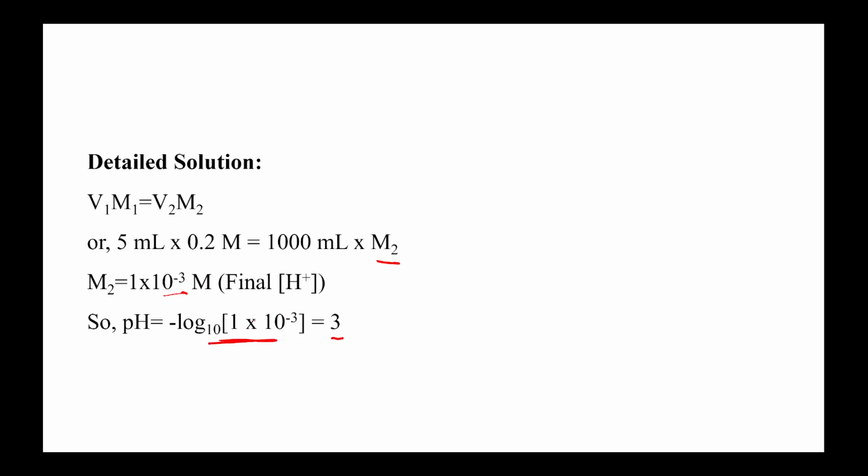I told you, if you have this kind of logarithmic problem, you can split it into log 1 plus log of 10 raised to the power of minus 3. So log base 10 of 1 is equal to 0, plus log 10 raised to the power minus 3 can be written as minus 3 into log 10. And both of them are in negative sign. Log 10 is 1. So negative of negative 3 will be positive 3. So the answer would be plus 3, or the pH will be 3. Okay.